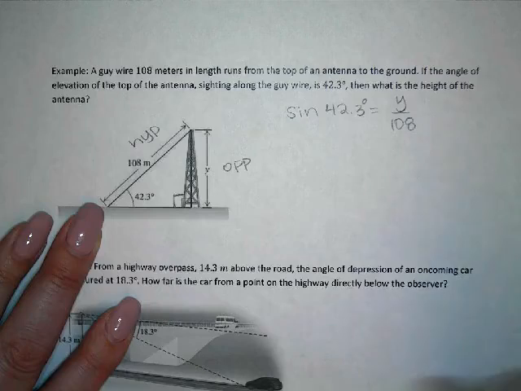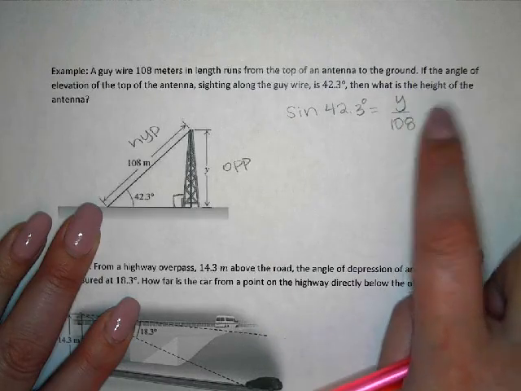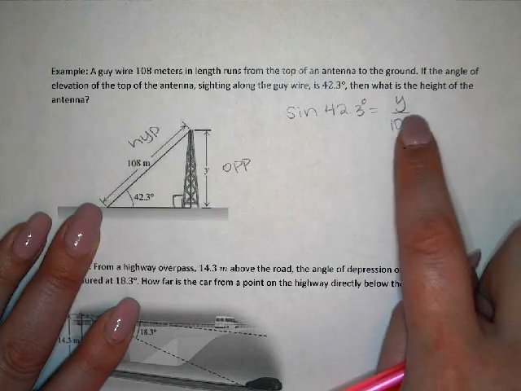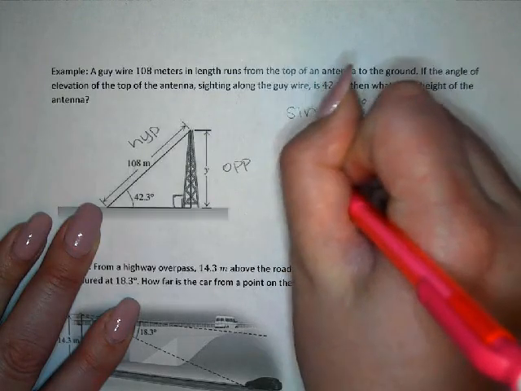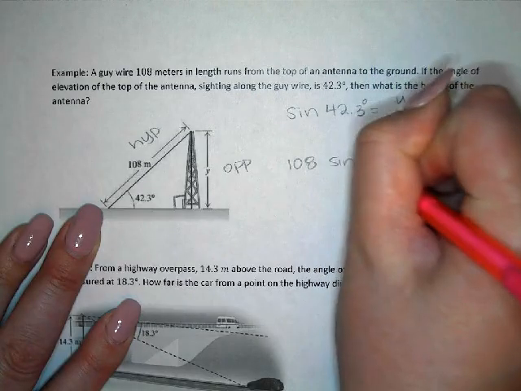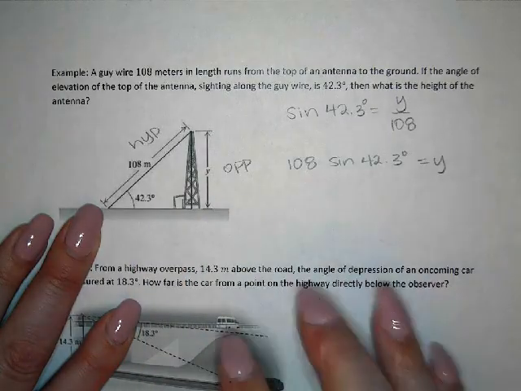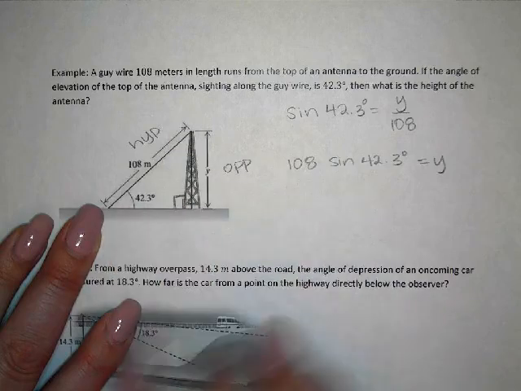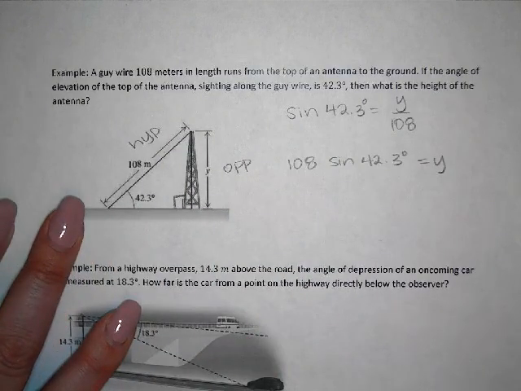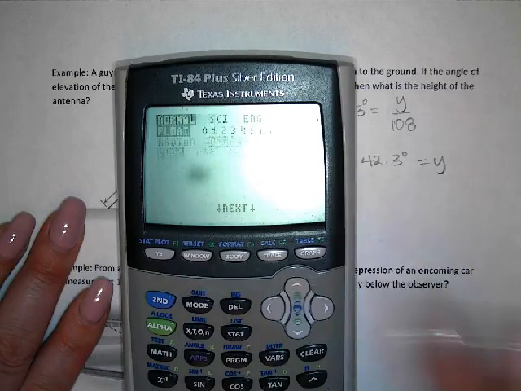All right, so to solve for y, we're just going to take the 108 that is currently being divided, and we're going to multiply it to the other side. So 108 sine 42.3. And for pretty much all of these problems, unless explicitly stated otherwise, since we're talking about triangles and triangles have 180 degrees, you're going to make sure that your calculator is always in degrees when you type these. So my calculator was in degrees a second ago. It's still in degrees. So I've got 108 sine 42.3.